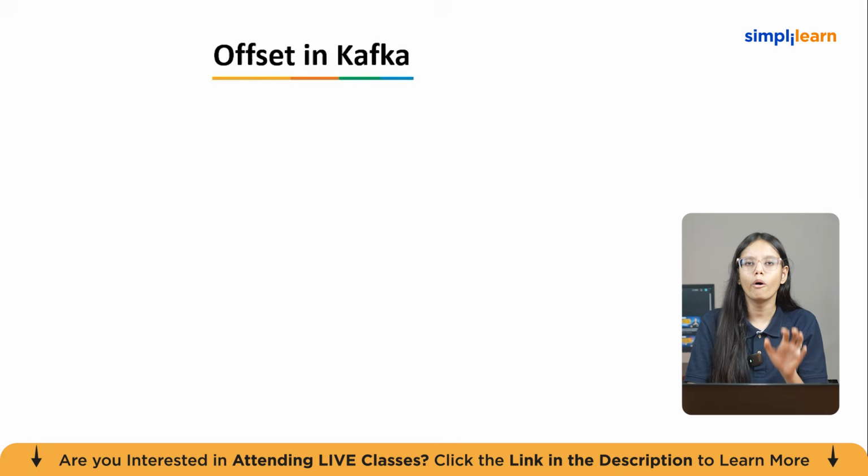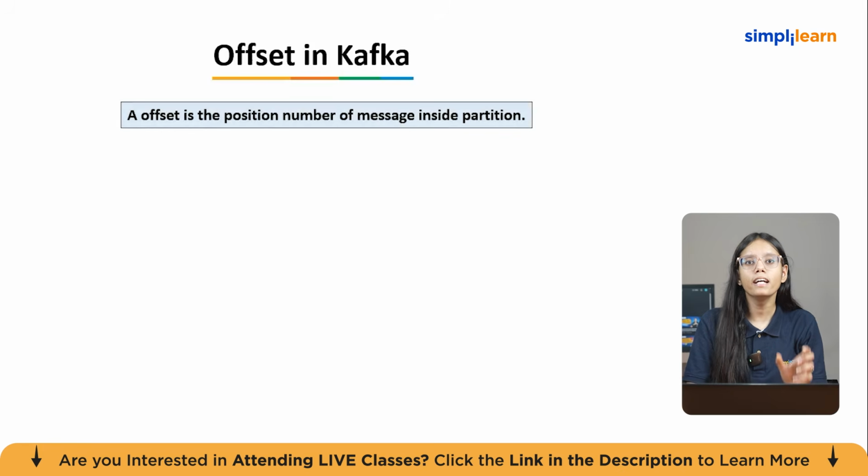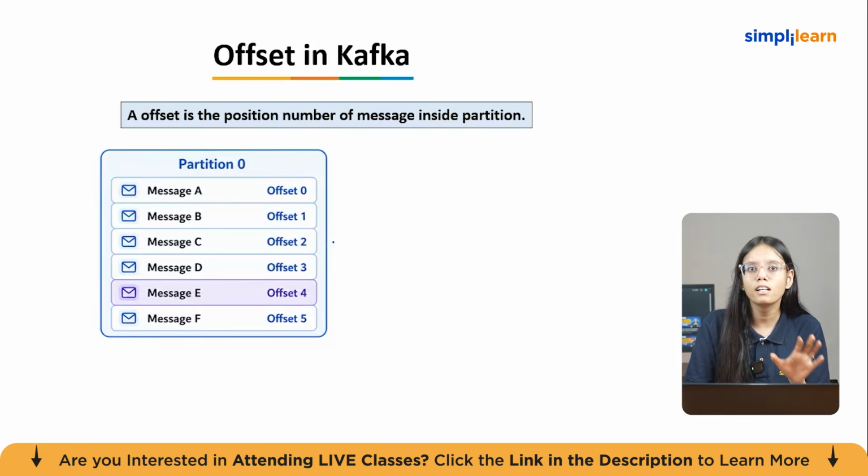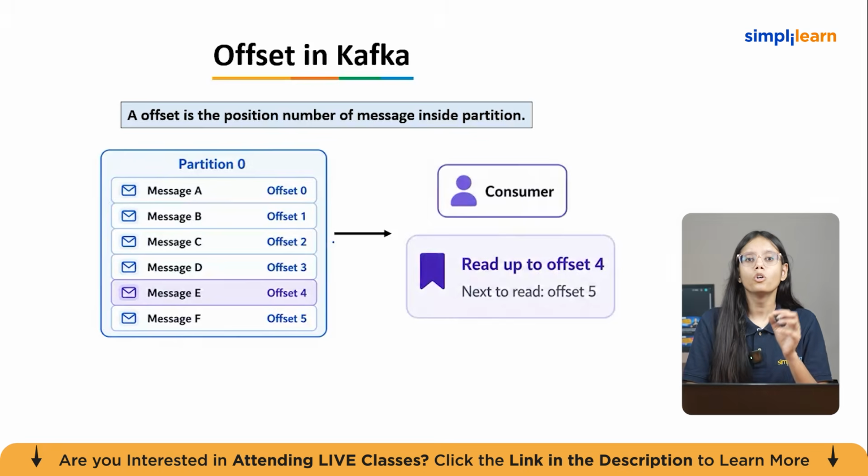Now let's understand offset in Kafka. An offset is a position number of a message inside a partition. For example, if messages are coming into a partition, the first message gets offset 0, the second message gets offset 1, the third message gets offset 2, and so on. So offset helps Kafka identify the exact position of each message.